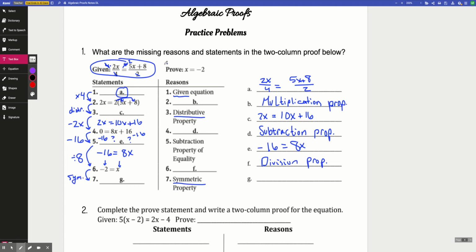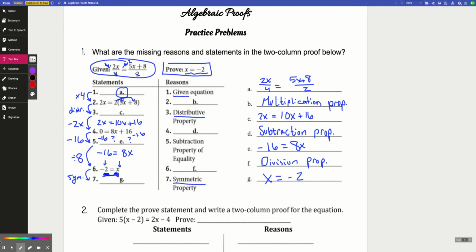Okay, remember that your last statement must match your prove statement exactly. So you just write whatever comes after the word prove, which is x equals -2. And that fits, right? Because all that changed here is we switched the order of these two. We switched where they were. We just switched which one was on the left side of the equal sign and which one was on the right side of the equal sign. And that's exactly what the symmetric property is.